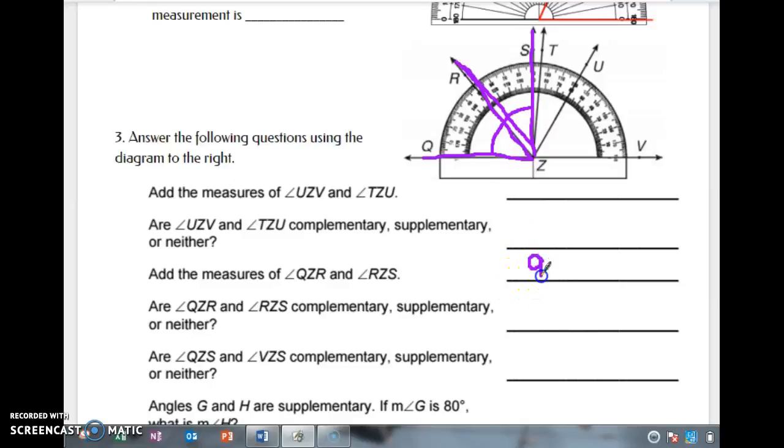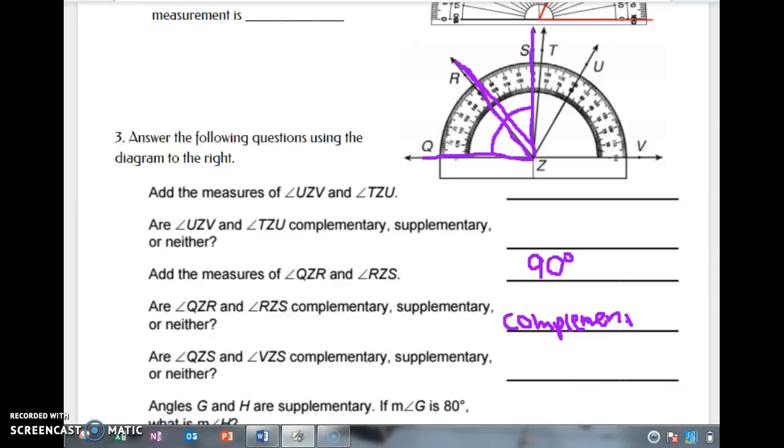So those two measures together will equal 90 degrees, which means for the next question, it says, are they complementary, supplementary, or neither? If you receive a compliment, that means that you've done something right. And that means that it is 90 degrees. So you can say that that is a complementary angle because they add up to equal 90 degrees. Okay.